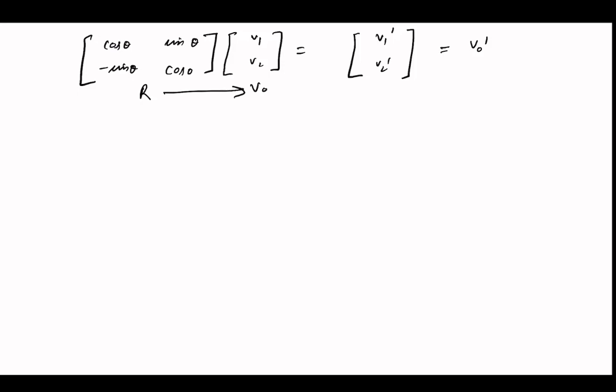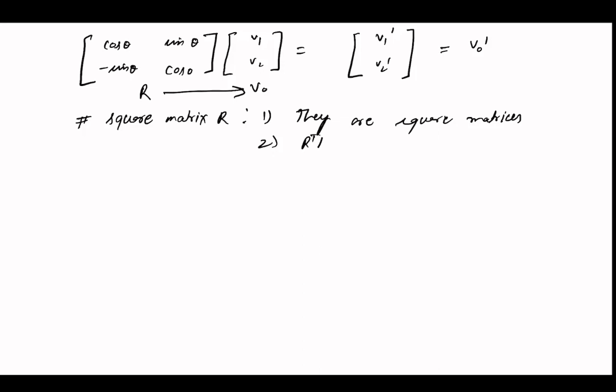Now in this question, some of the properties of this rotation matrix are, first of all, they are square matrices. Second, they are orthogonal, that is R transpose R is the identity matrix, or in other words R transpose is equal to R inverse. And the third property is the determinant of this rotation matrix is always plus or minus 1.